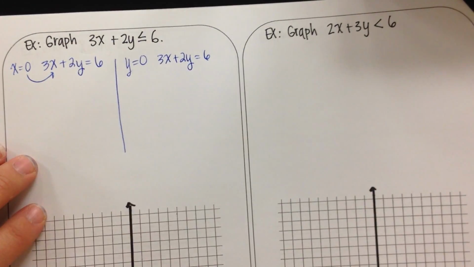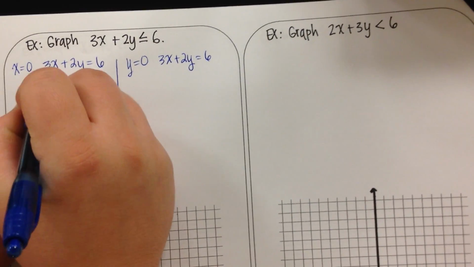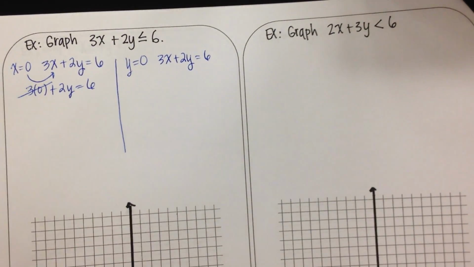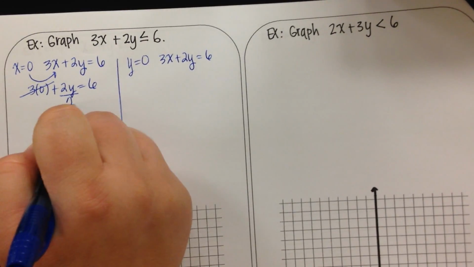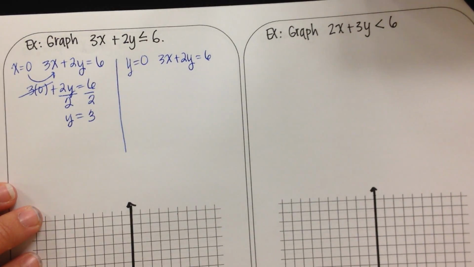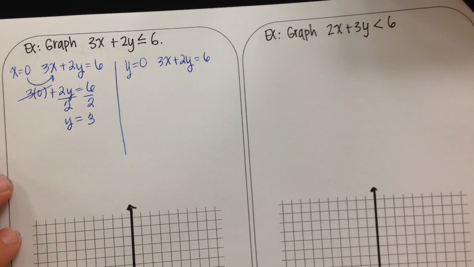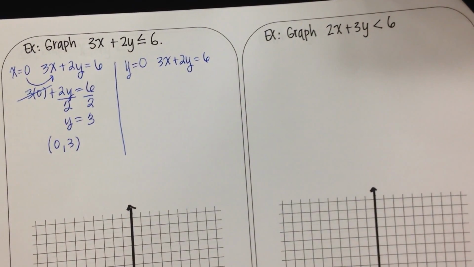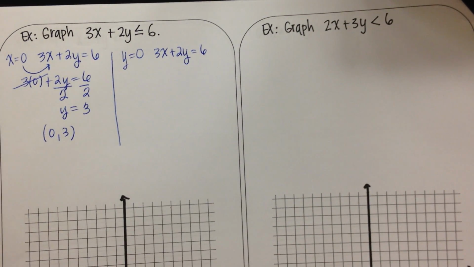Plug in 0 for x on this first one, so 3 times 0 plus 2y equals 6. My 3 times 0 cancels. We're solving for y here. So divide by 2. My y is equal to 3. And so I can put this into an ordered pair. 0, 3. That's going to be my y-intercept. And if I go too fast, guys, please let me know and I can rephrase, reword, rework, anything you need.